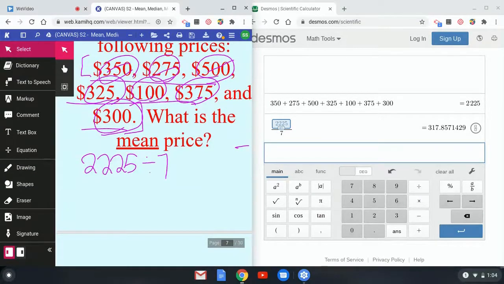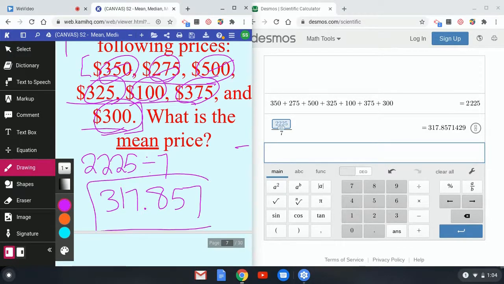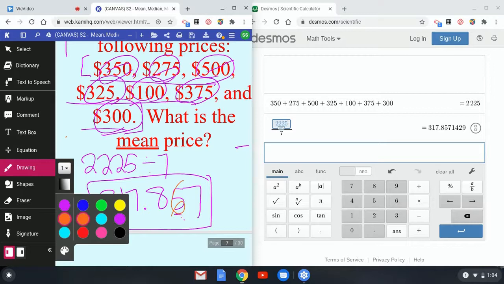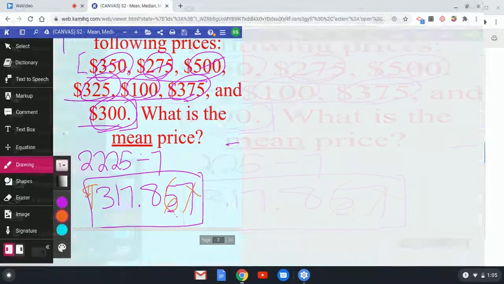The mean is 317.857. I always just go out 3 places. You don't have to write that whole thing out, just go out 3 places. Really, technically, it's money, right? So we would round that up to a 6 and forget that 7 there and put a dollar sign. Okay, either way it works. I'm going to make this big again.